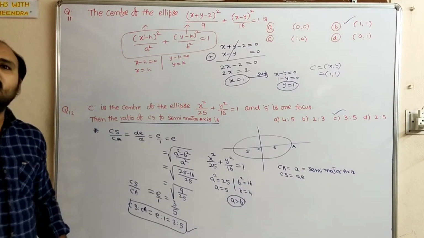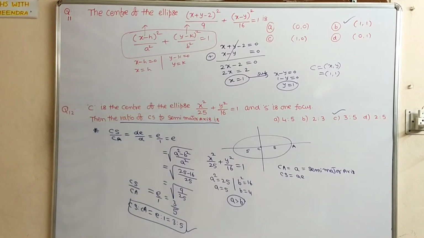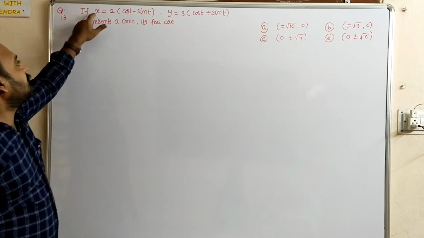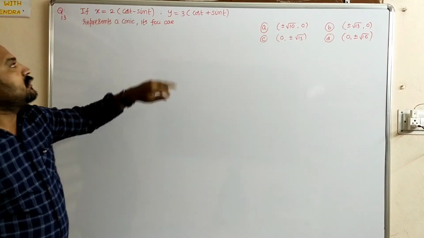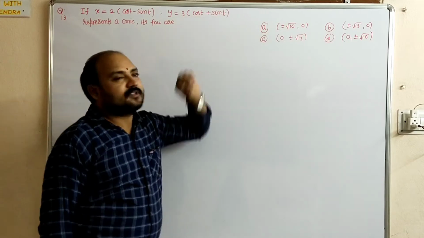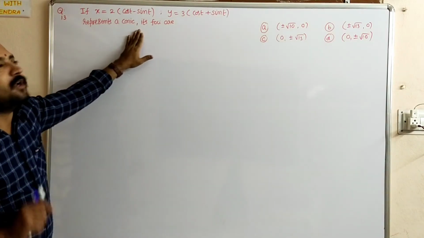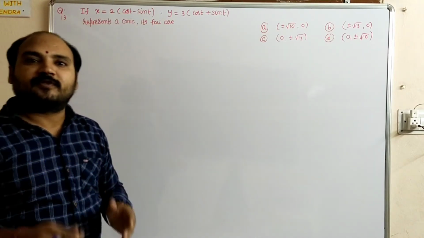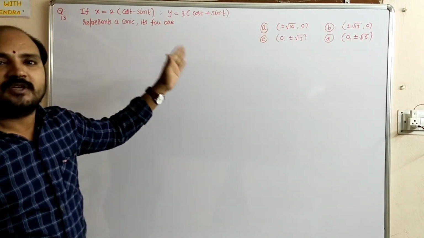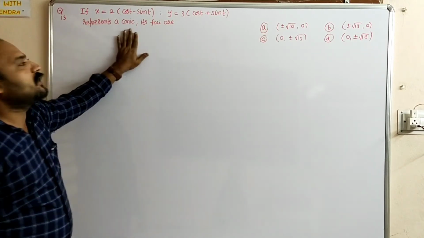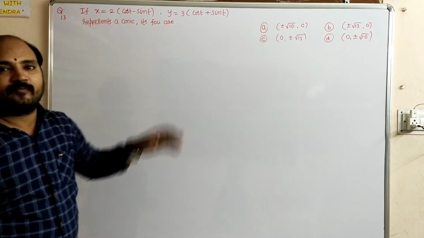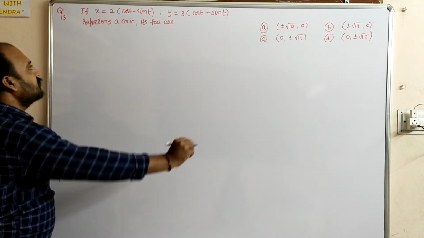We will move to the next question now. If x = 2(cos t - sin t), y = 3(cos t + sin t) represents a conic, its foci are. The x and y values in terms of t are given. You have to eliminate the parameter t. After that, it will represent a conic section. For that conic section, we need to calculate the foci. So first, write the given equations.